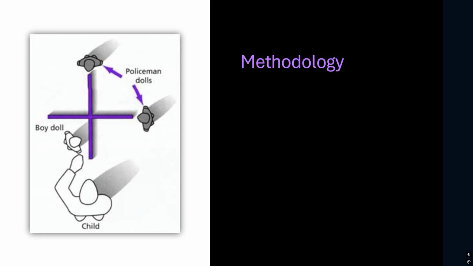As the methodology, children aged 3.5 to 5 years were shown a model with walls forming a cross shape, like rooms. They were asked to hide a little boy doll so that 2 policeman dolls could not see him. The children had to move the boy doll to a place where he was out of both policemen's view. Practice trials ensured that children understood the task, just going for a practice run to make sure they understand exactly what they need to do.